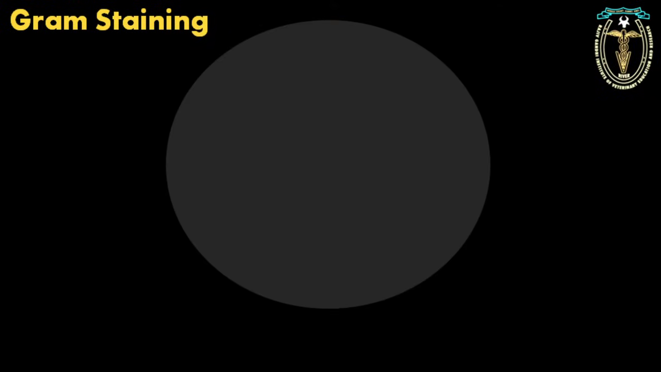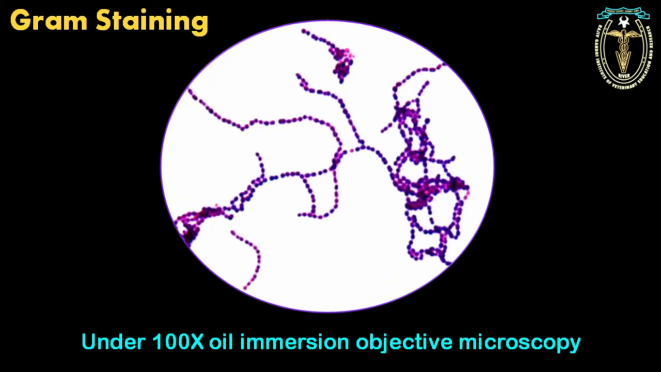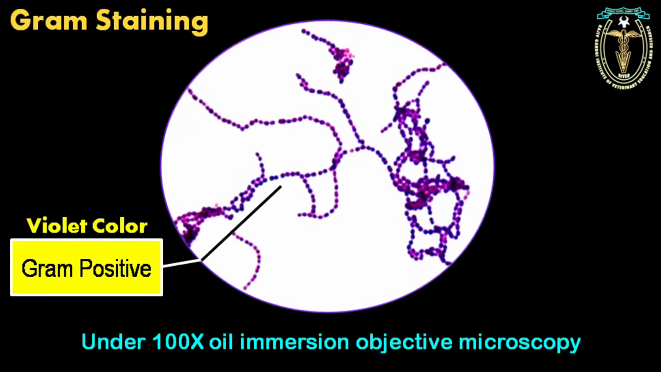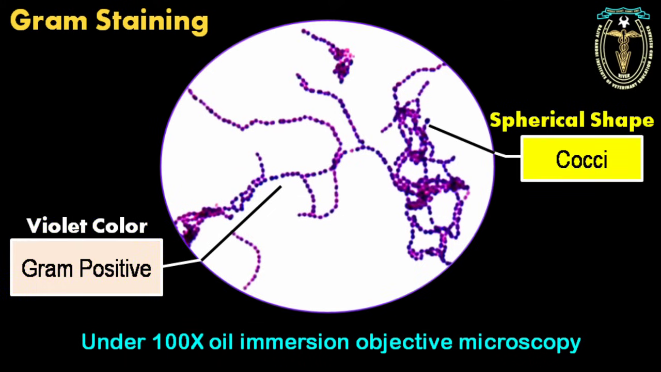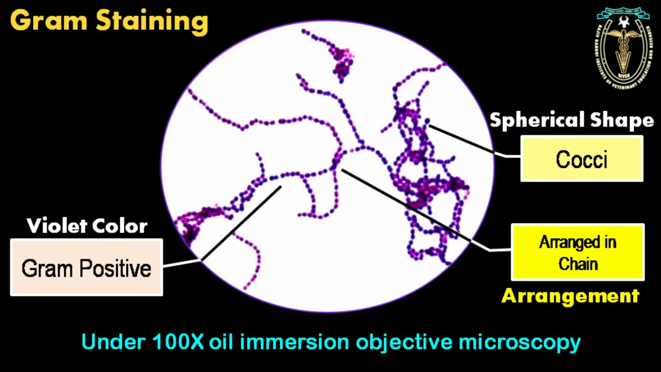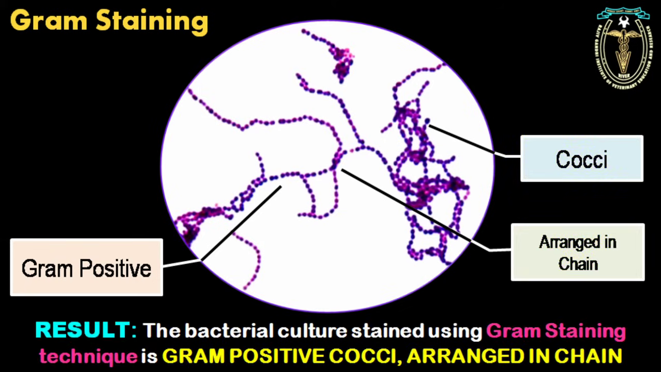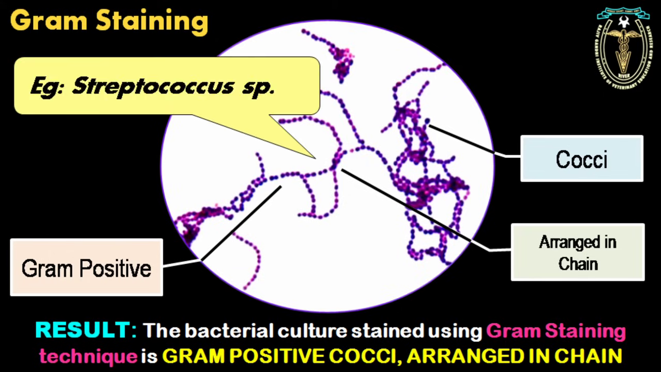Next, on microscopic examination, if you are observing this type of microscopic features, based on coloring property, since the microorganisms here are stained violet color, they are gram-positive organisms. Then, here the organisms are spherical shape, so they are cocci. Next, the arrangement. They are arranged in chain here. So, the result is written as: the bacterial culture stained using the Gram staining technique is gram-positive cocci arranged in chain. The example of bacteria is the Streptococcus species, which possesses this type of microscopic character.